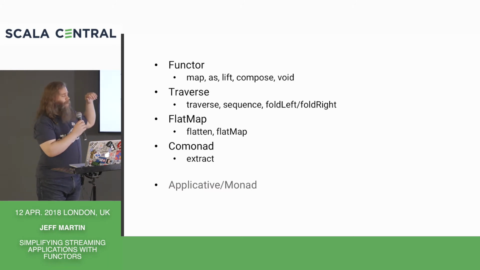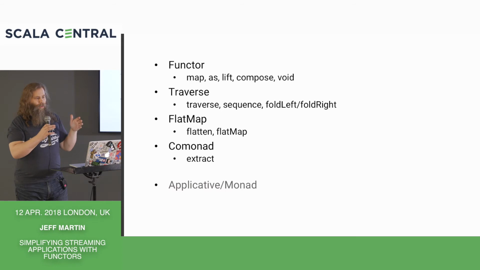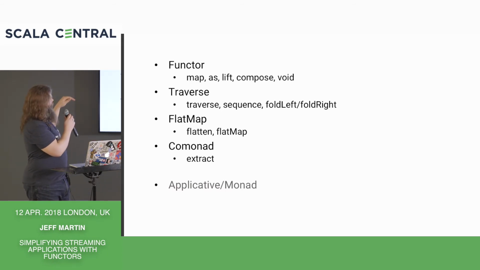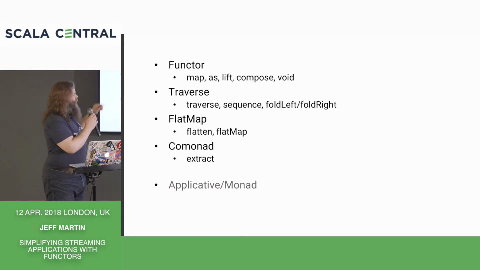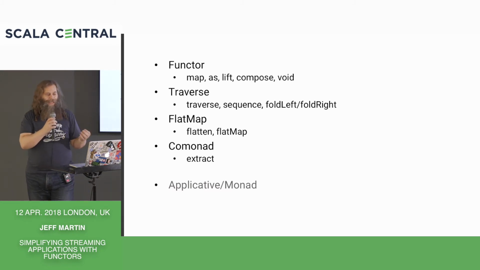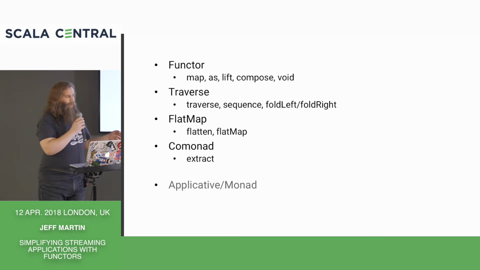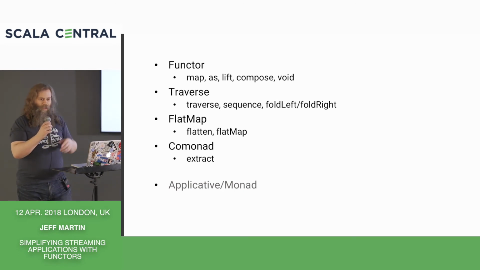Flat map might be something that you need to use, it allows you to do for comprehensions. It's not something we've actually found a need for in our code base. And comonad is the other one that we found useful because it allows you to pull the value from inside your functor out of the functor, which can be useful in certain situations.